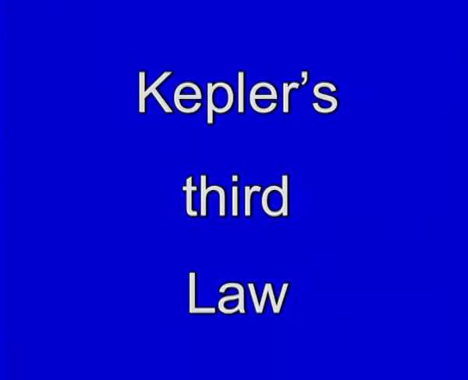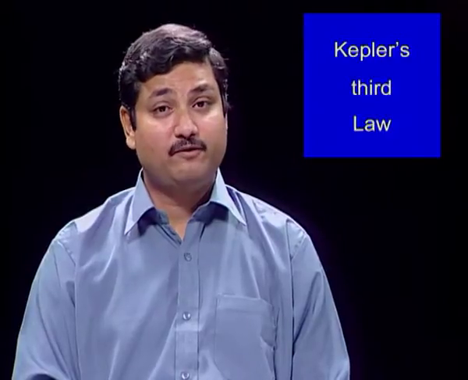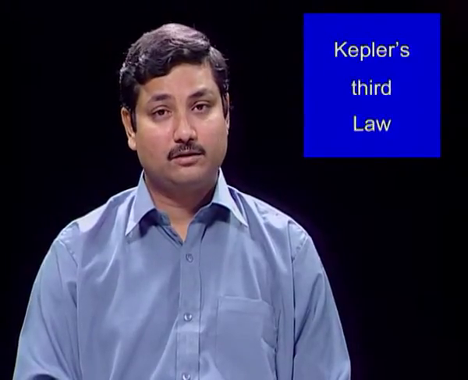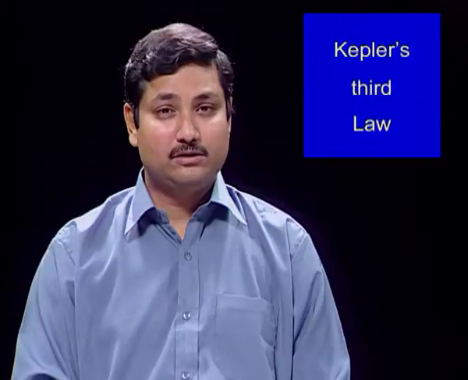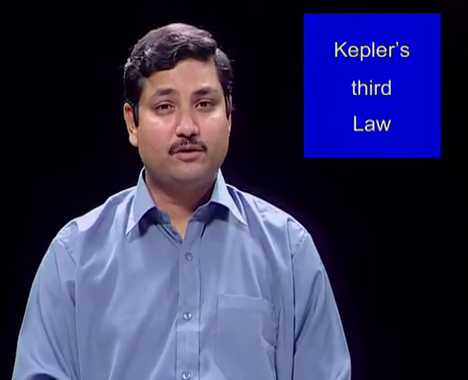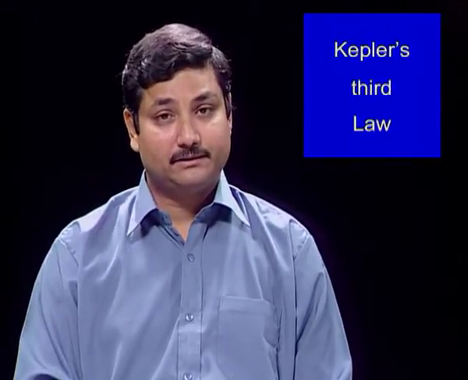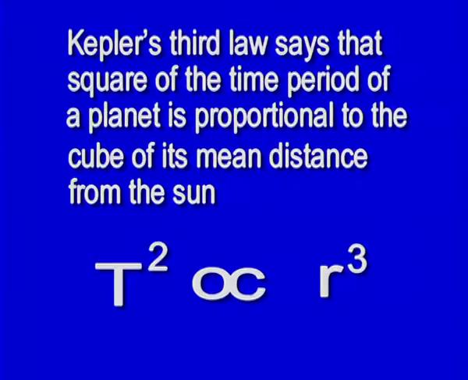Newton now turned to Kepler's third law. Kepler died 12 years before Newton was born. Kepler's laws govern the motion of the planets round the Sun. Kepler's third law says that the square of the time period of a planet is proportional to the cube of its mean distance from the Sun.